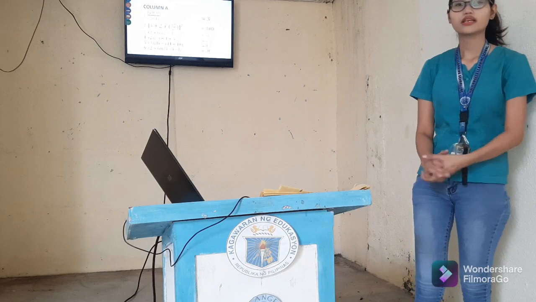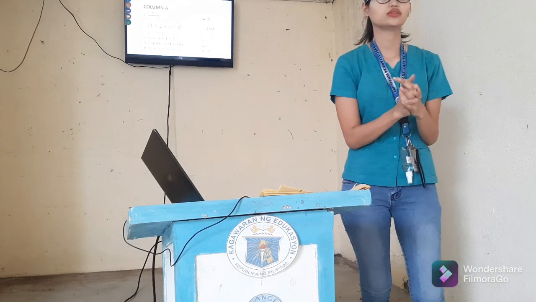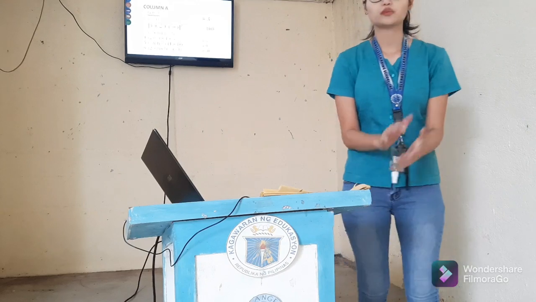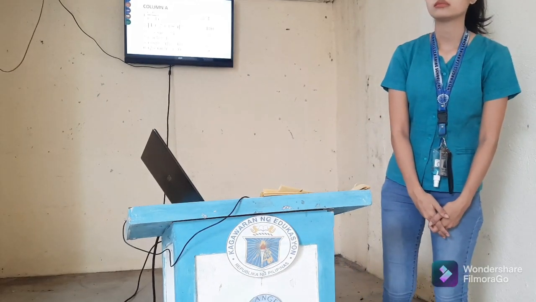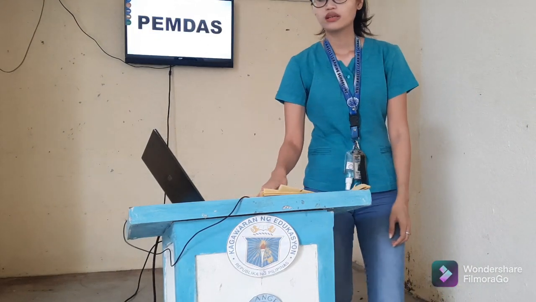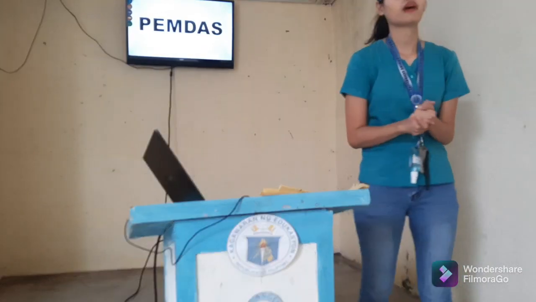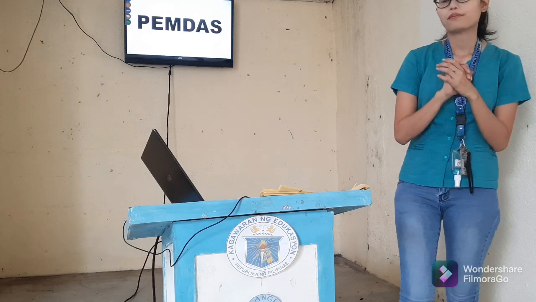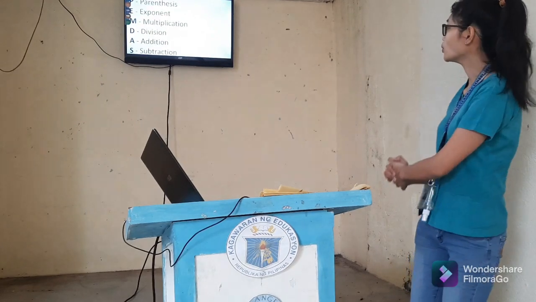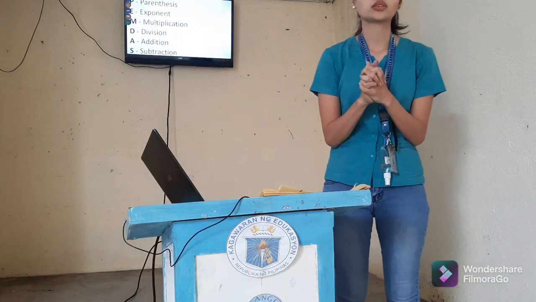Okay, who got the perfect score? 6. And who got the 1? Okay, very good. There's no 1. So how did you solve the operations in a mathematical expression? Okay, and what does parentheses stand for? Very good. So we solved the operations in a mathematical expression by following the order of operations PEMDAS, which stands for parentheses, exponent, multiplication, division, addition, and subtraction.